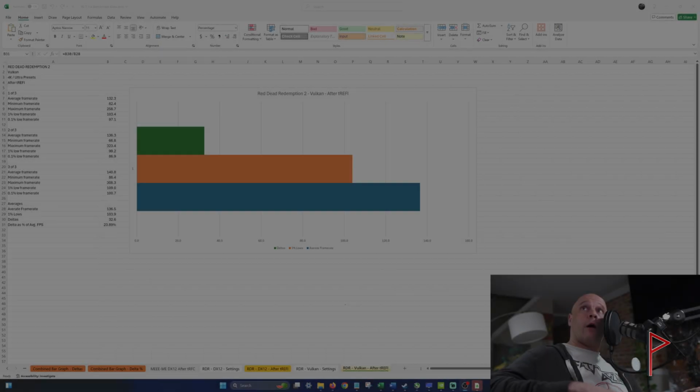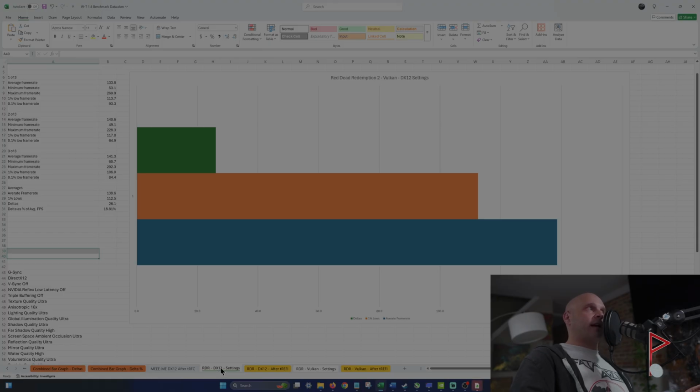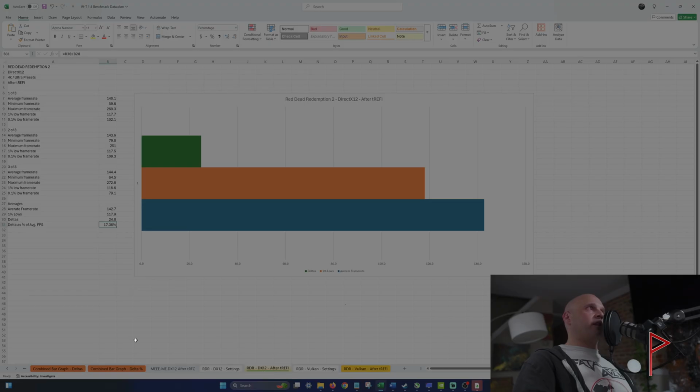I want to show you now the graphs of the Red Dead Redemption tests that I ran with these settings that I just showed you. So let's start with DirectX 12. In DirectX 12, I'm getting an 18% delta. That's the delta between 1% lows and average FPS. 18% is very, very good. But this is after just tREFI before these settings. It's 17%. So we actually made it slightly worse, didn't we? Not enough that you'd notice. They're the same. All right.